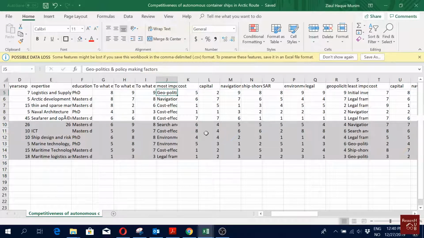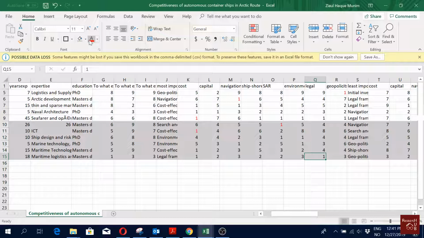So here, for instance, these respondents say geopolitics is most important. So geopolitics should have the same, it should have one with itself, okay? So I'm going to mark it as red so I know that I have changed it. Then the second one said navigation, and then it should have one with itself. So I'm going to mark it as one. Cost effectiveness, it should have one with itself, it is fine. Cost effectiveness, one with itself, it is fine. Again, this one, it should be one with itself, okay? Search and rescue, then it should be one with itself, okay? Cost effectiveness, it should be one with itself. Environment, it should be one with itself, so that is correct. And then the next one here, it's one with itself, and the legal form, it is one with itself.